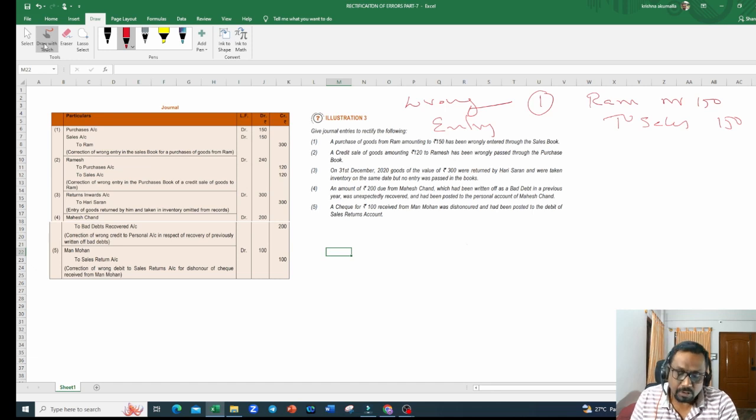Are you clear now? Now, what would have been the correct entry? This has been purchased, right? When we purchase goods, what would have been the entry we would have posted? We would have debited the purchases account.